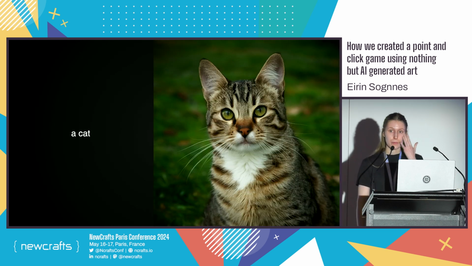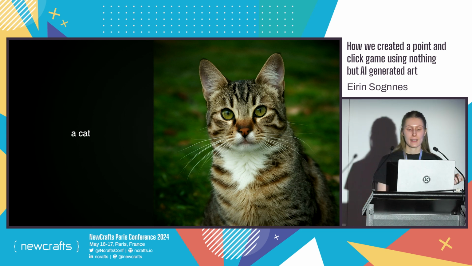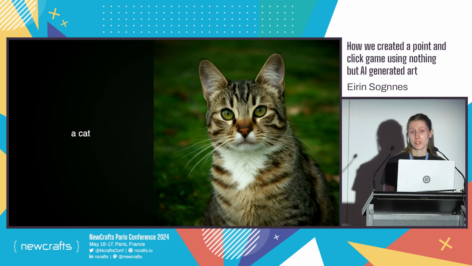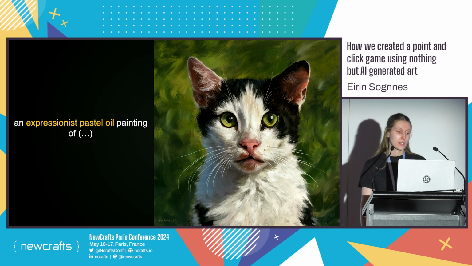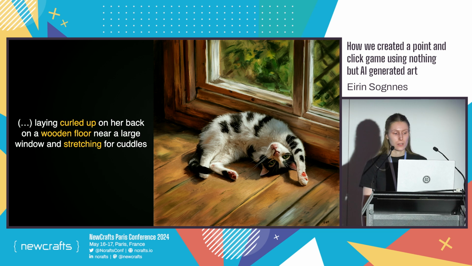So you can start with something super simple like a cat, and then you can get a nice picture, but maybe it wasn't what you wanted. So you can do a description of the cat, like a small adult white and black cat with green eyes. And you can also specify the style of the image, so you can do expressionist pastel oil painting, and you describe what's happening in the picture and where it's taking place. So here's a curled-up cat on a wooden floor.